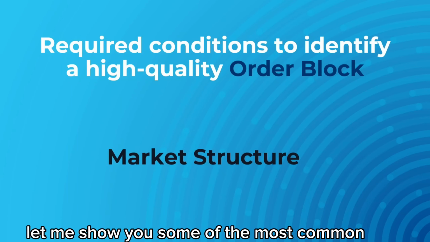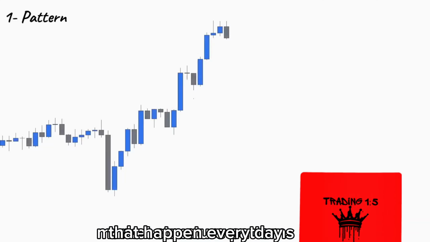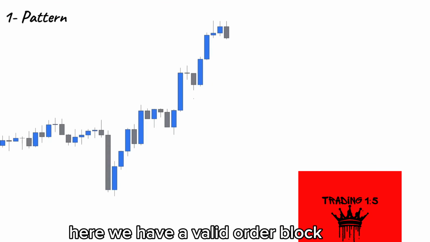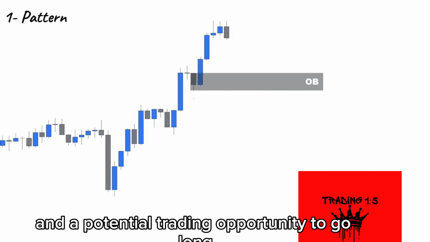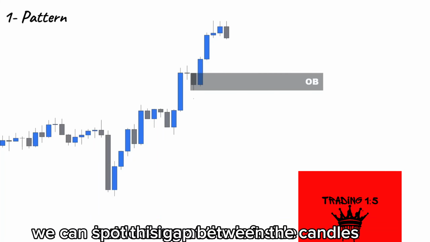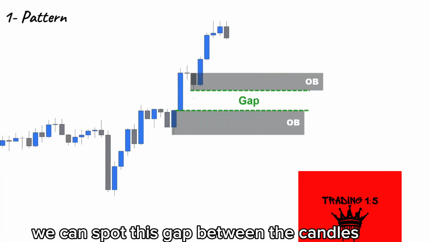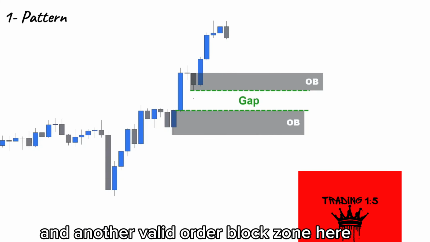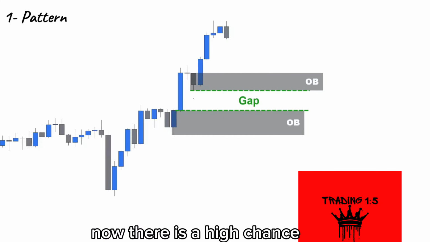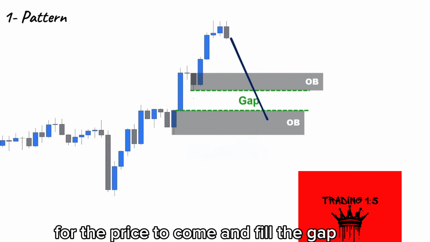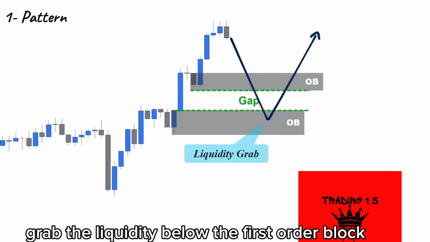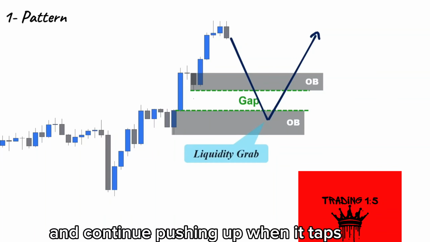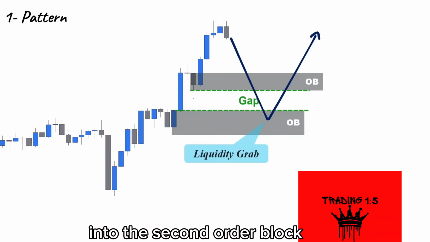Let me show you some of the most common market structure patterns that happen every day. Here we have a valid order block and a potential trading opportunity to go long. But looking at the left side, we can spot this gap between the candles, precisely below the first order block, and another valid order block zone here. Now there is a high chance for the price to come and fill the gap, grab the liquidity below the first order block, and continue pushing up when it taps into the second order block.